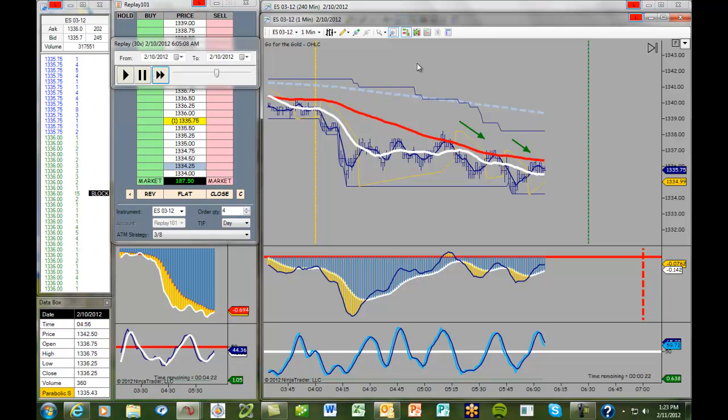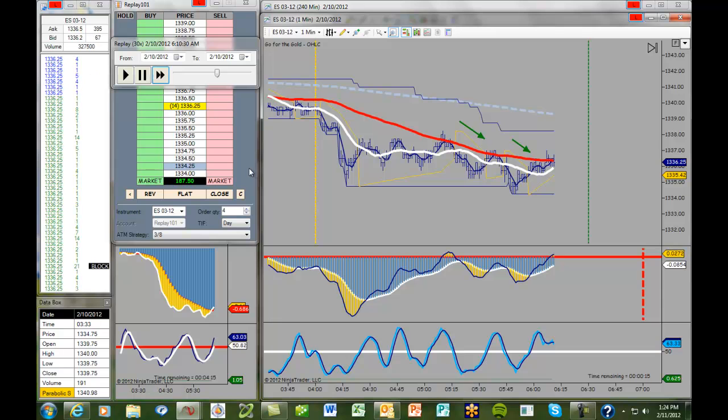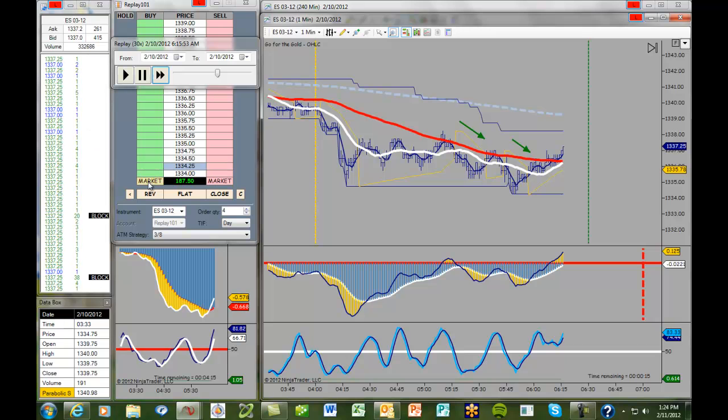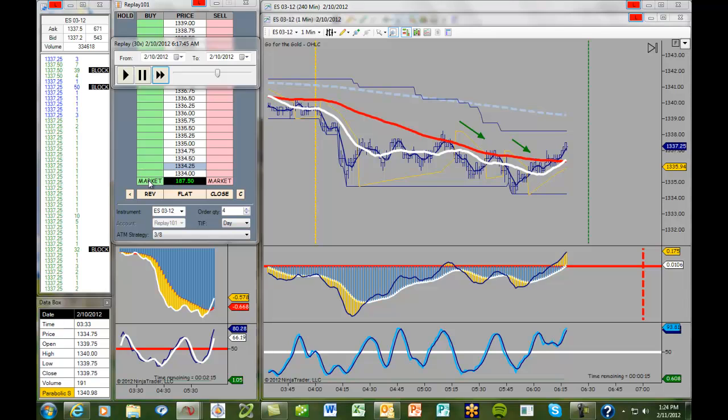Now, the 5-minute looks like it's about ready to cross to the upside. In fact, it looks like it has. So we're waiting for the white to get above our red here. And there we go.